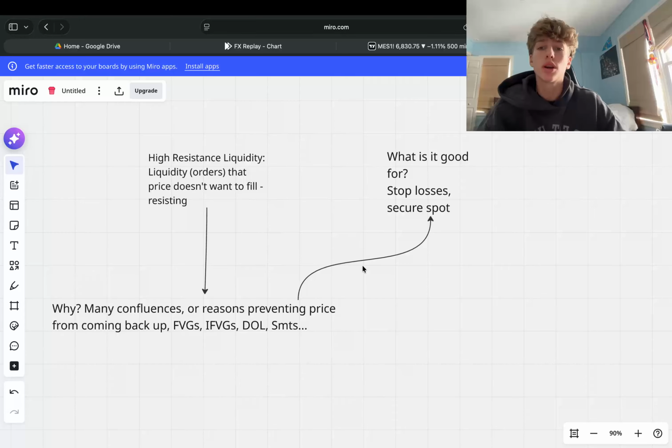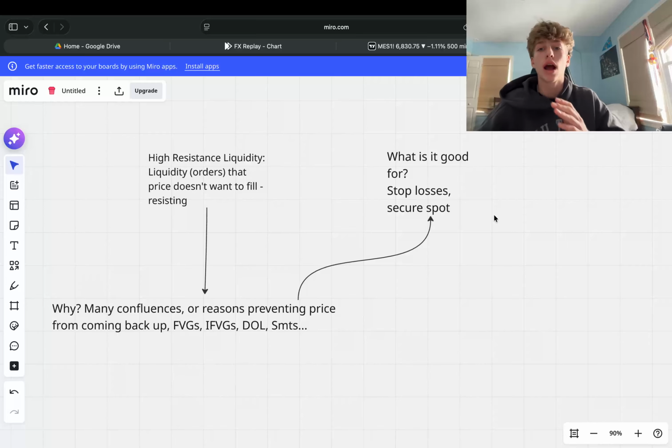High resistance liquidity is liquidity, so orders that price doesn't want to fill. So it's resisting that liquidity. Now, why exactly is price resisting that liquidity? Why does it not want to reach those points, those orders? There are many confluences or reasons preventing price from coming back up: fair value gaps, inverse fair value gaps, draws on liquidity, and SMTs. So what is it good for? Stop losses and secure spot.